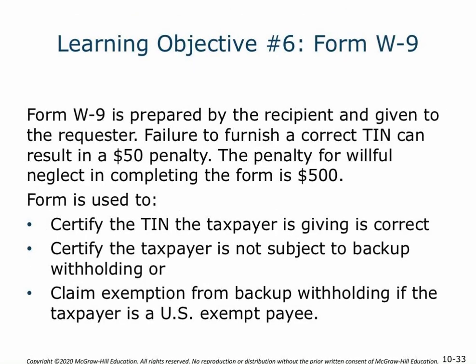A Form W-9 is prepared by the recipient and given to the requester. Failure to furnish a correct taxpayer identification number can result in a $50 penalty, and that's for a reasonable mistake. If there's intent behind it, if there's a penalty for willful neglect, for example, in completing the form, it's going to be $500. So if you should have known and are just ignoring that, or if you're intentionally failing to do this, then $500 can be the penalty associated with that. If it's just a mistake and gets missed, then $50 would be the penalty roughly.